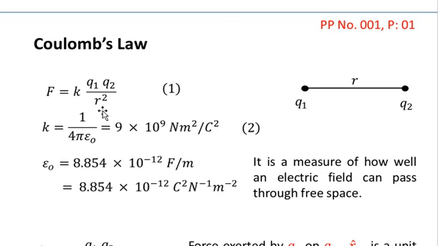So this is the force which is called the Coulomb force, and you know that this Coulomb force is inversely proportional to the separation between the two charges provided K, which is already constant, and Q1 and Q2 are fixed, are also constant. And this epsilon naught is actually a measure of how well an electric field can pass through free space.